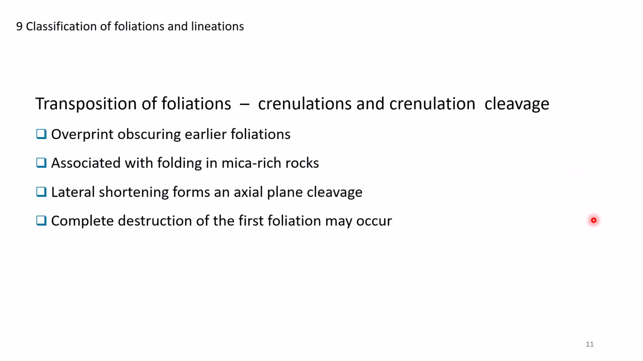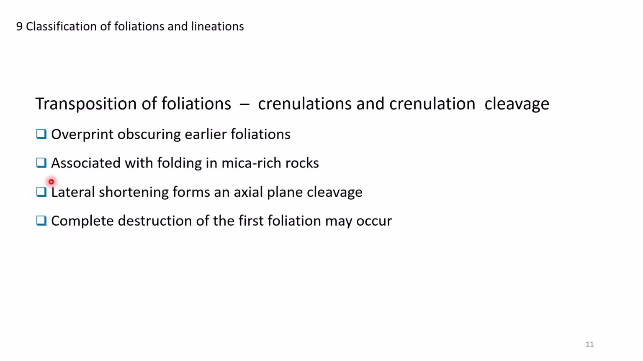Let's find out how crenulations and crenulation cleavage are forming, and the process that leads to the formation of these structures is called the transposition of foliations. Transposition means simply an overprint of an existing foliation that leads to the formation of a new foliation and might even obscure earlier foliations so that they are no longer recognizable.